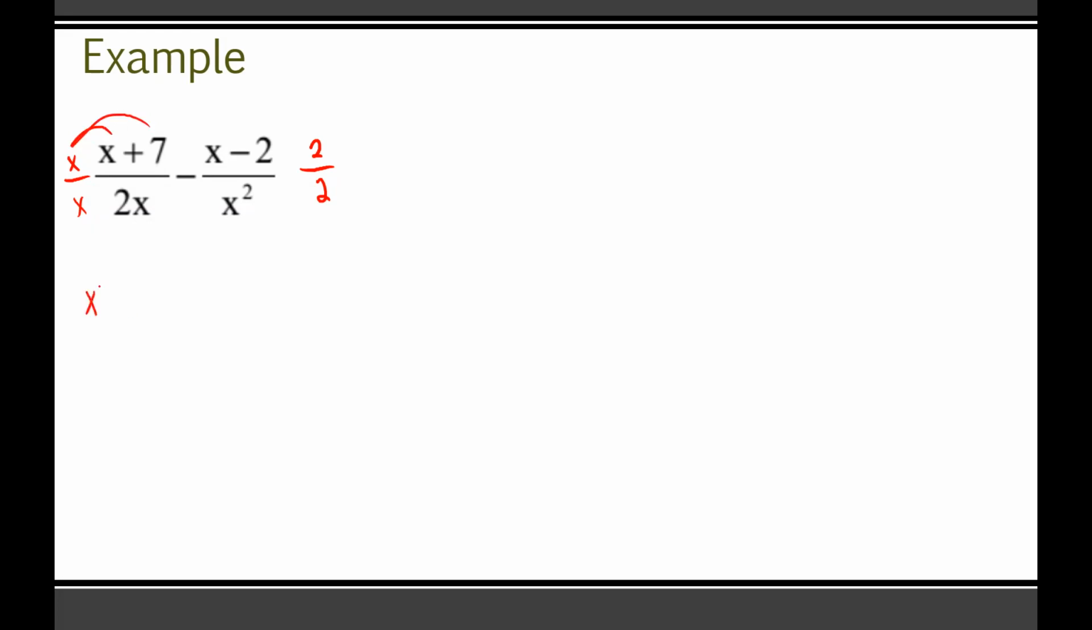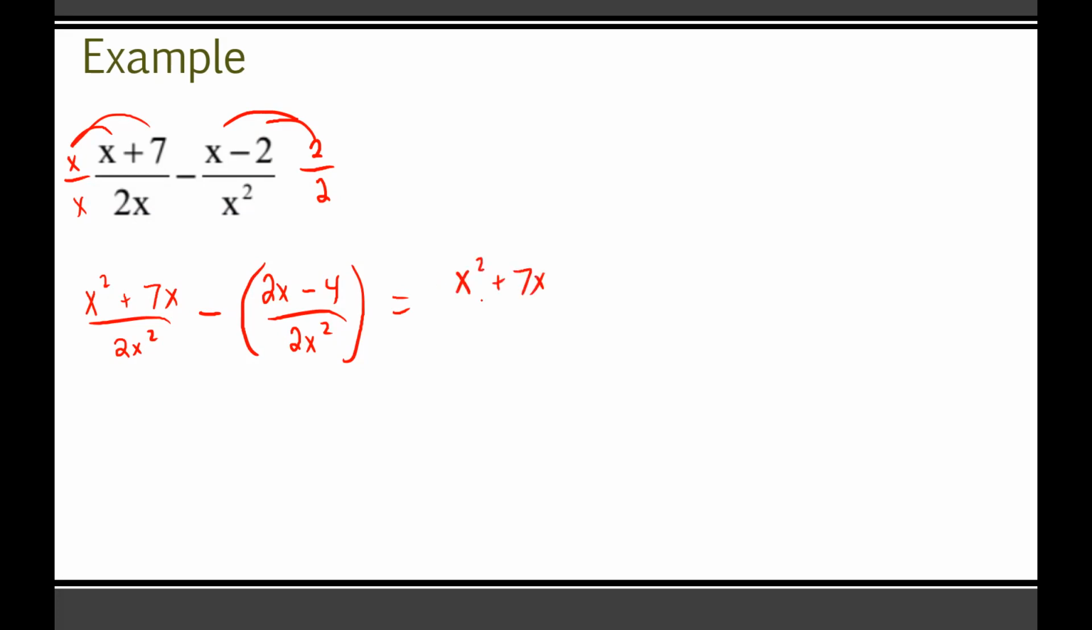So this is going to become x squared plus 7x over 2x squared minus, those minus signs are always so tricky, so minus, double dip the 2 through this. It'll be 2x minus 4 over 2x squared. And then again, the reason those minus signs are tricky is because we're subtracting this whole thing, which means this minus sign has to trip its way through the brackets there. So this is going to become x squared plus 7x, because the first thing stays the same, minus 2x, and then minus 4, which is plus 4. And this is all over 2x squared.